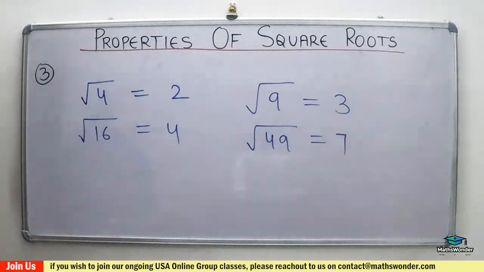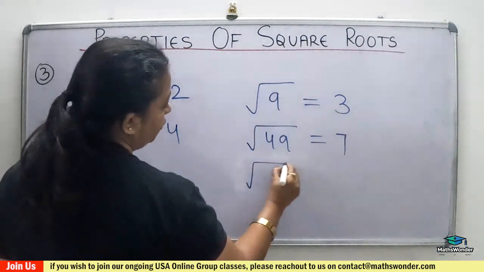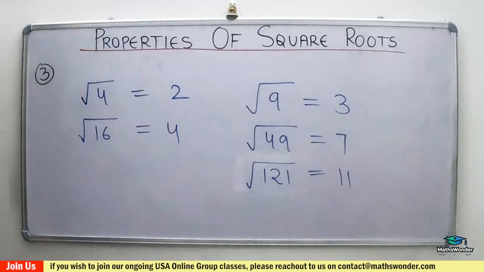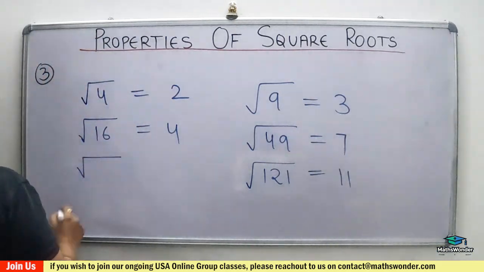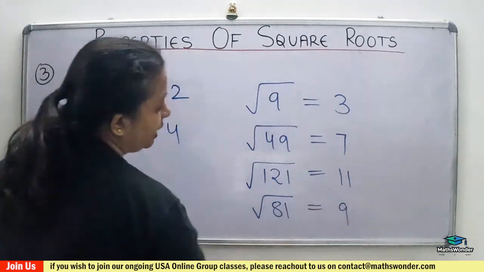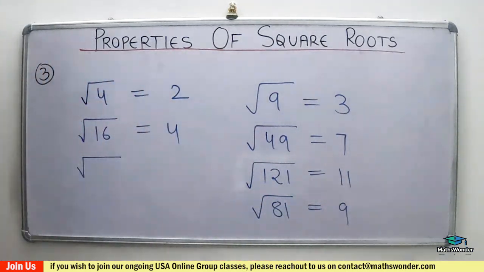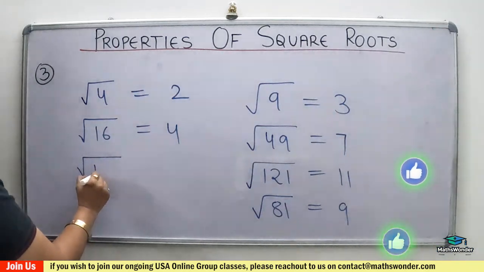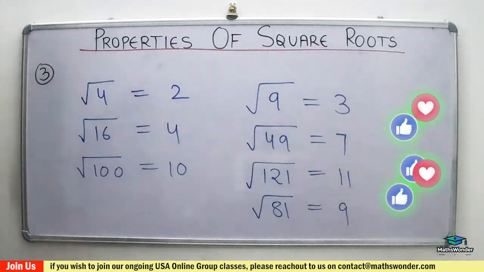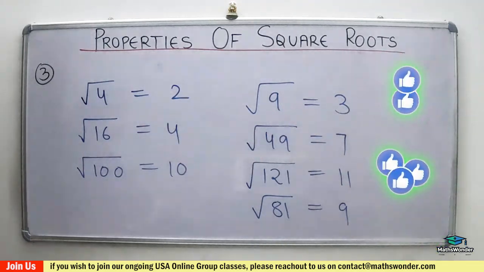Simple. Suppose 121. The square root of 121 is 11. The square root of 81 is 9. Both are odd. Take any example of even. 100. The square root is 10, which is also even, right?